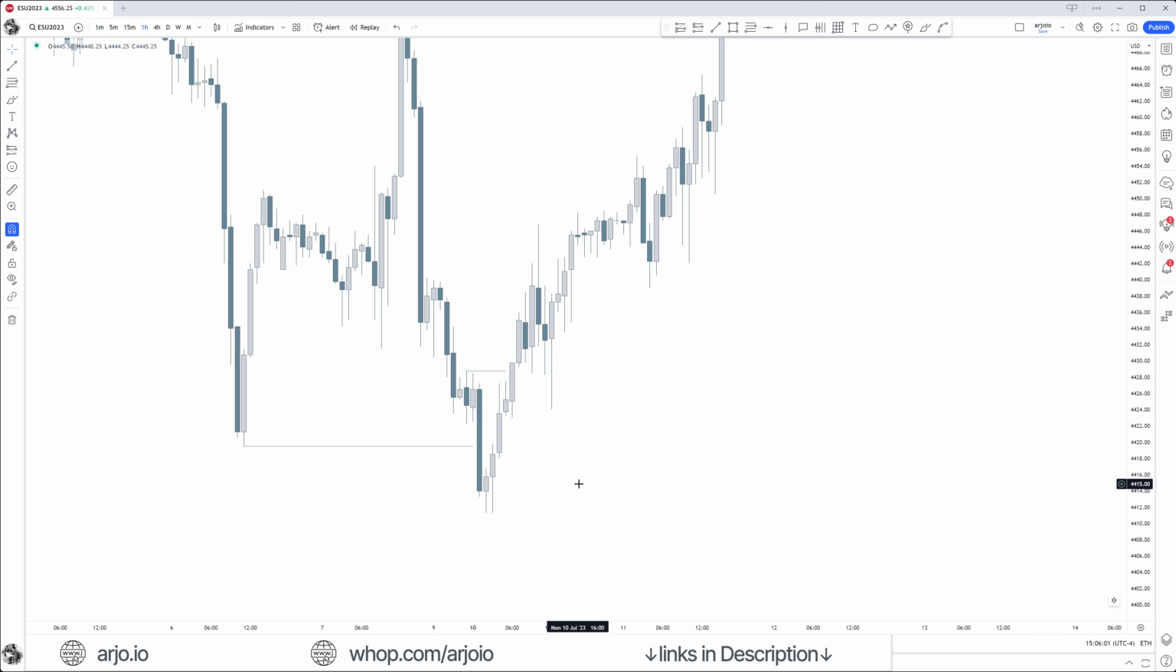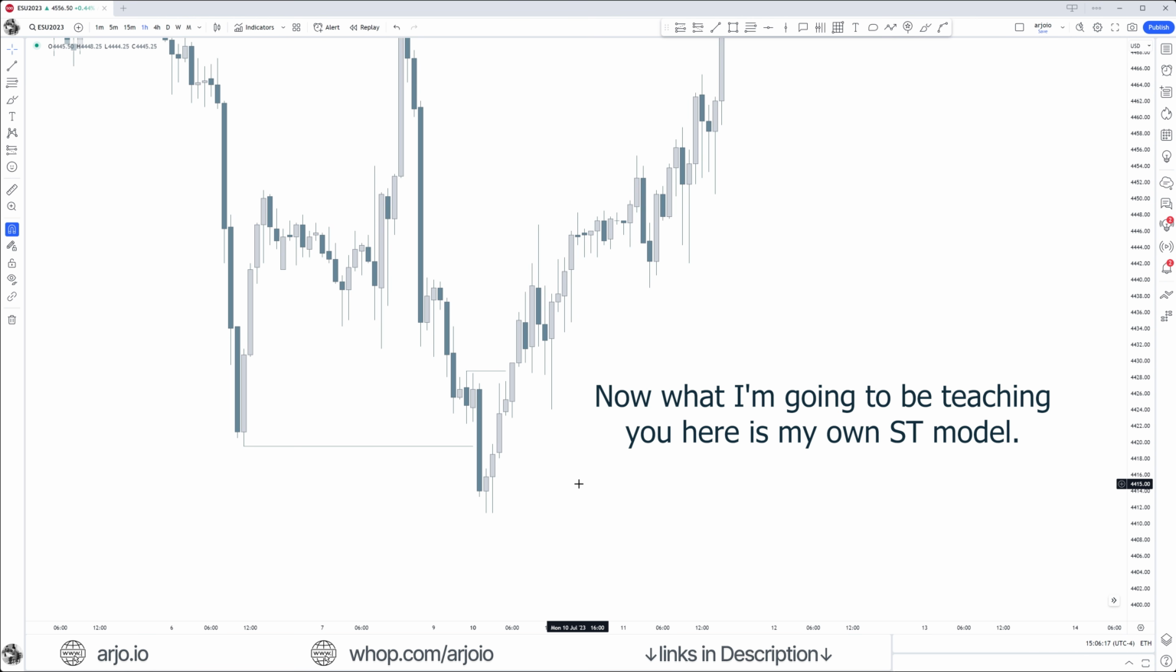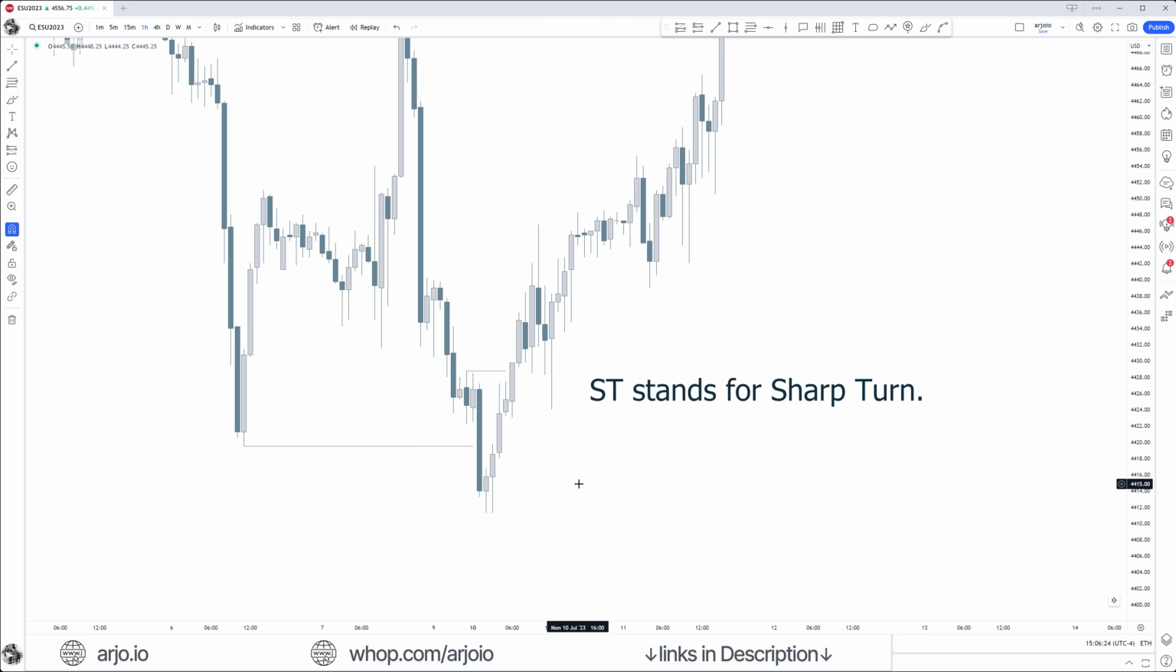If you don't know the ICT 2022 mentorship model, don't worry. What I'm going to be teaching you here is my own ST model. ST stands for sharp turn. I'm first going over the highest probability entry pattern and the highest probability reversal pattern that will suit you most likely. But I will also go over where you only need one bullish fair value gap and you don't actually need a market structure shift at all, where you can enter before a market structure shift on just one single bullish fair value gap or bearish fair value gap, only if you combine the time frames correctly.